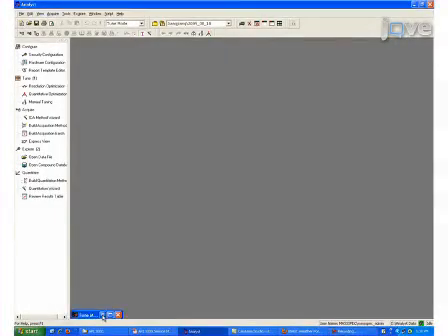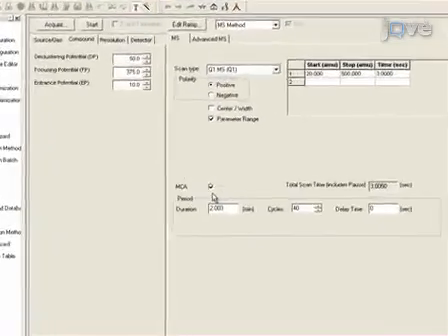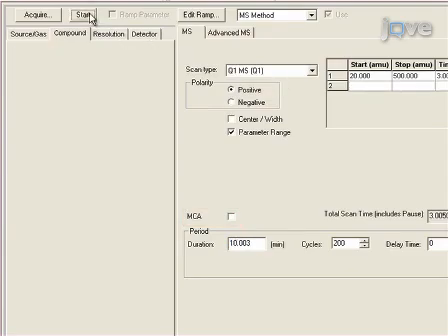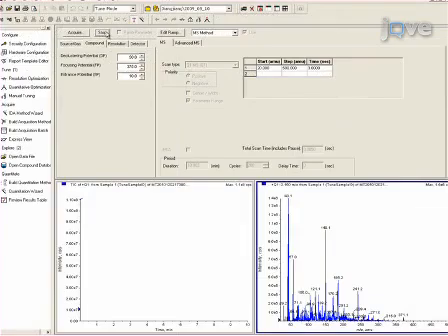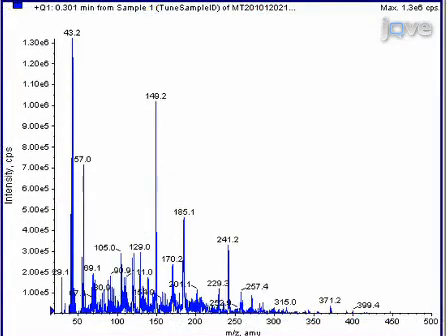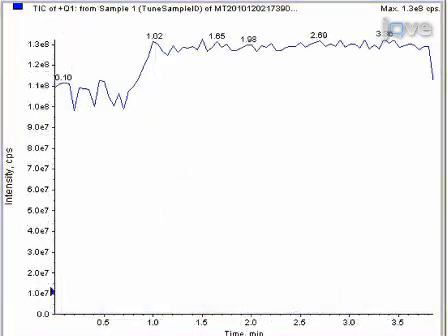Now set up a tuning method for monitoring the SESI-MS spectrum. Clear the Multiple Channel Acquisition, or MCA, checkbox, set the acquisition time to 10 to 15 minutes, and start data acquisition. Observe the spectra of the carrier gas background and make fine-tuned adjustments to the applied voltage to obtain a stable total ion chromatogram and reproducible scans.